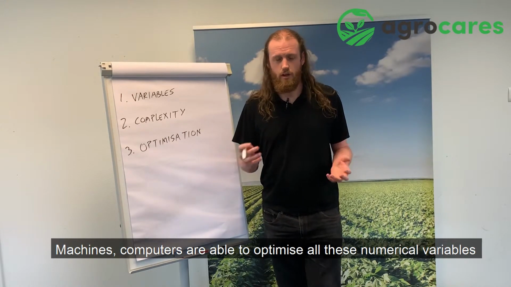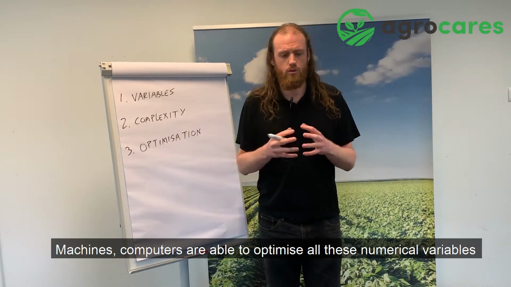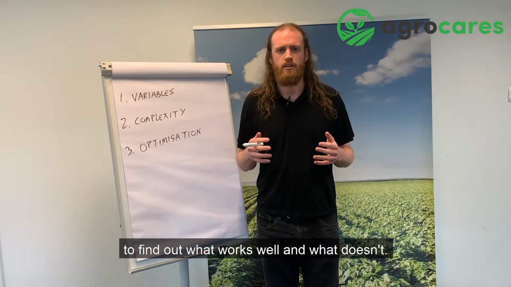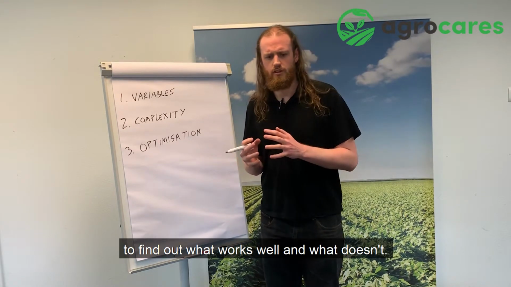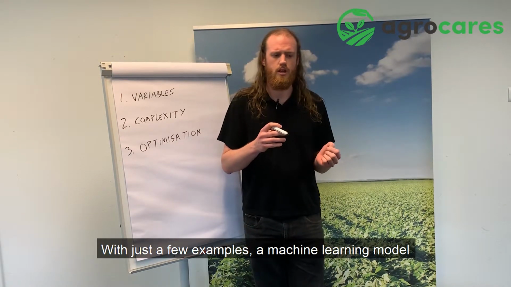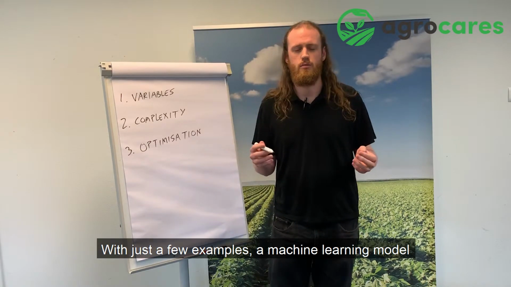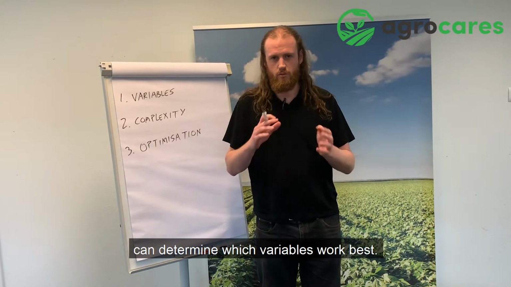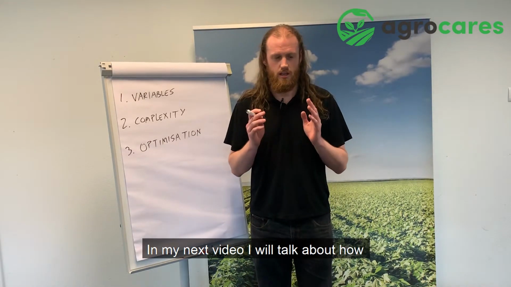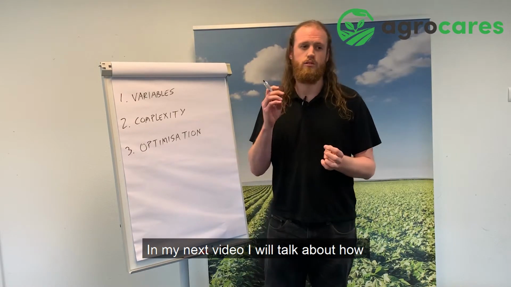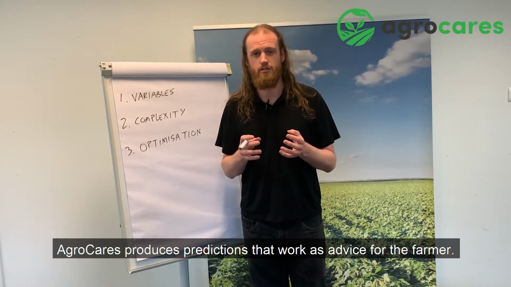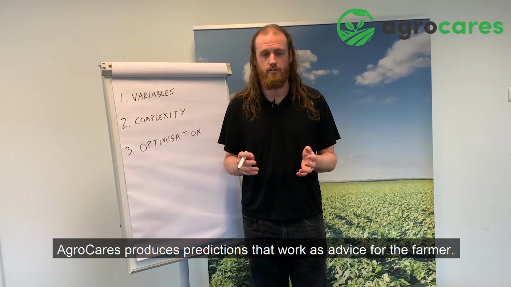Machines, computers, are able to optimize all these numerical variables to find out what works well and what doesn't. With just a few examples, a machine learning model can determine which variables work best. In my next video, I will talk about how AgroCares produces predictions that work as advice for the farmer.